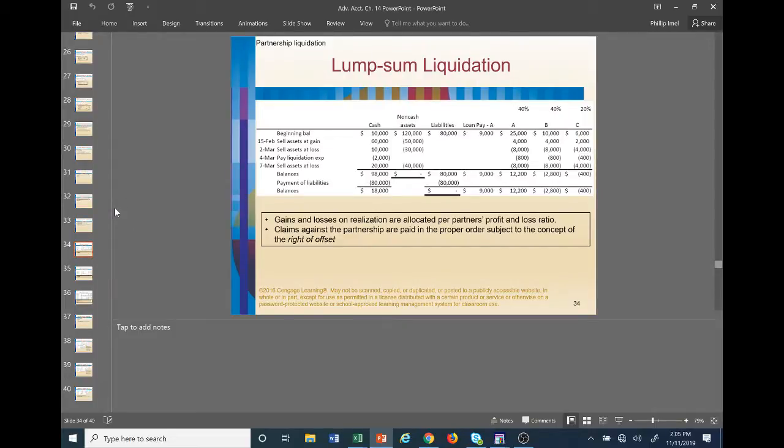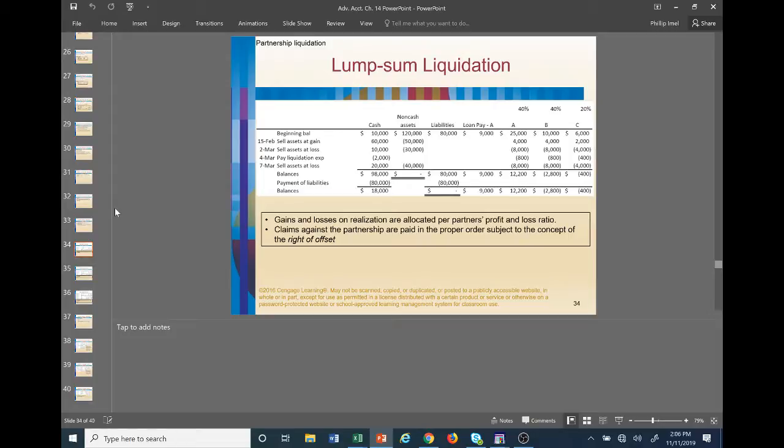So let's take a look at an example of a lump sum liquidation. If we look at this right here, we have the beginning balances of cash and non-cash assets. Cash is $10,000, non-cash assets is $120,000, liabilities of $80,000. Then we have partners A, B, and C's ownership interests in the partnership: 40, 40, and 20 respectively.